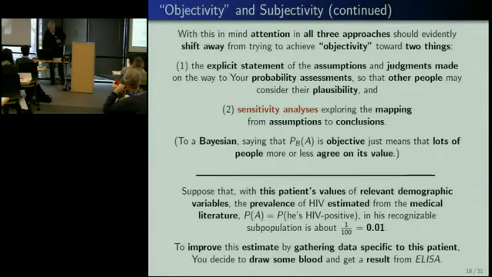All right, let's get back to my case study. Suppose that with this patient's values of relevant demographic variables, we look in the medical literature and find that the background prevalence of HIV for people like him, estimated from the medical literature, is about 1%. The background prevalence, P of A, the probability that he's HIV positive, not yet knowing anything about a blood test on him, turns out to be 1%.